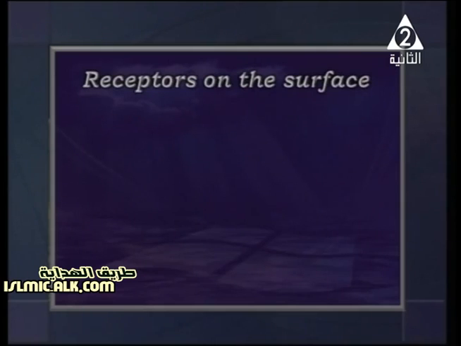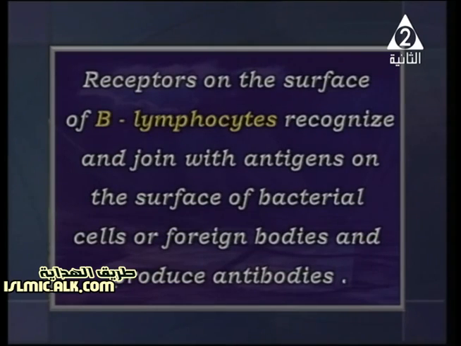After that, the receptors found on the surface of the B lymphocytes in your body. They are a group of receptors spread over the cells of your B lymphocyte. What are they doing? They want to collect some information, so they recognize and join with the antigens on the surface of the bacterial cells or foreign bodies. Antigens are related to the bacterial cells, and the B lymphocyte wants to recognize these antigens.